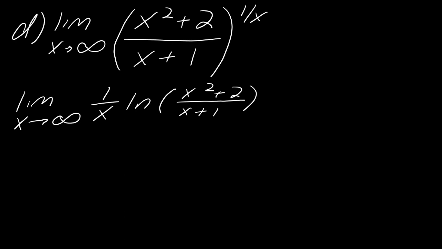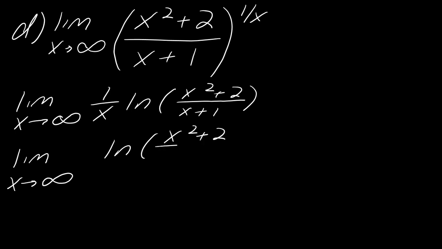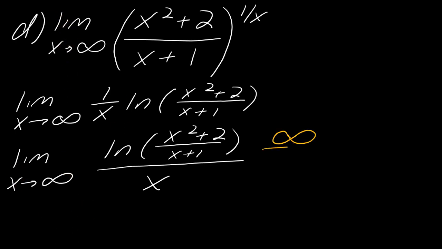So I bring this down, I've got the natural log of x squared plus 2 over x plus 1. Okay, and now if we take a look at what we've got here, I can play around with this one and rewrite this as the natural log of x squared plus 2 over x plus 1, and then all of this over x. And now you'll notice if I think through my indeterminate forms as x goes to infinity, this is going to give me infinity over infinity. So I can use L'Hopital's rule here.